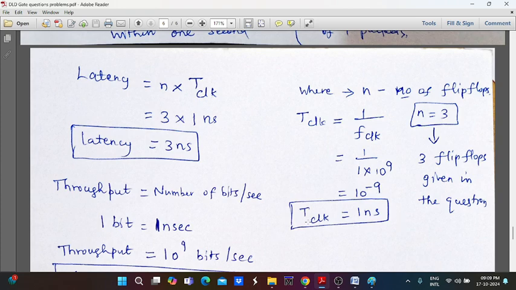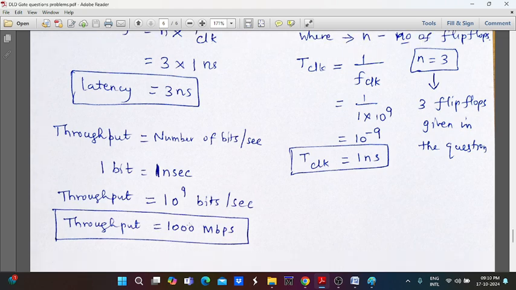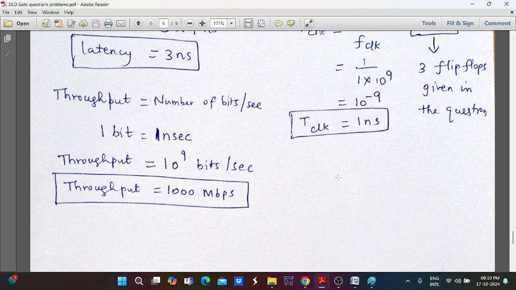From this, throughput can be calculated. The throughput formula is number of bits per second. So 1 bit equals 1 nanosecond. So throughput can be denoted as 10 power 9 bits per second. Simply, 10 power 9 bits are transmitted for this example. So 1000 megabits per second is the throughput answer for this question.